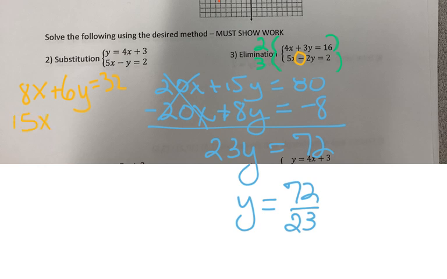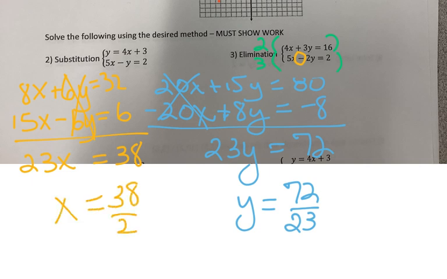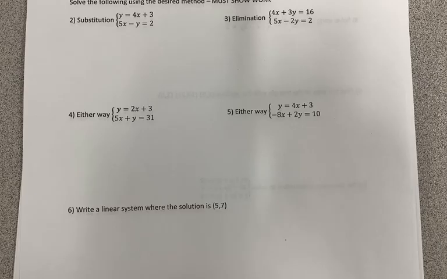15x minus 6y equals 6. And so this is 23x. So x is 38 over 23. That's the x and the y. Okay, number 4, either way.